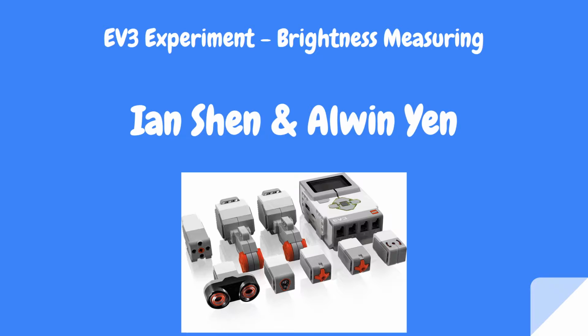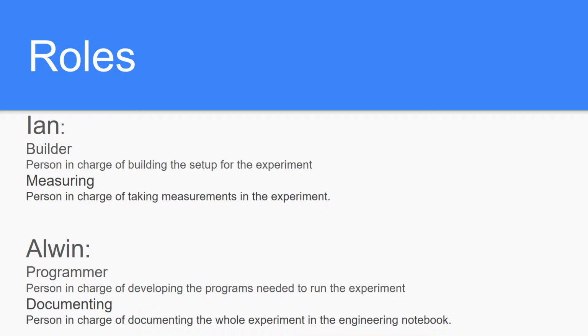The other person then records the data from the computer, which also shows the distance and the value of brightness. You can see that in the video. Okay, so these are our roles. I'm Ian, and I'm the builder and the measurer. Elwin is a programmer, and he's also responsible for documenting.